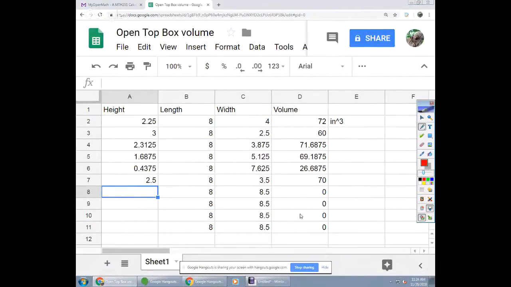Nobody quite got 2 1/8, but let's see if I type in 2 1/8, that would be 2.125, I think. Oh my, look at that. It's better than mine right there. Oh, maybe that is the answer.